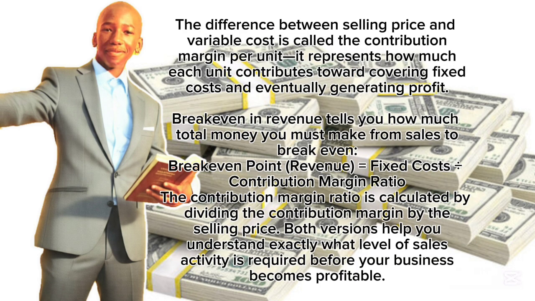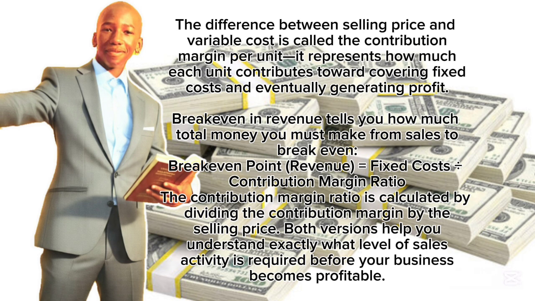The difference between selling price and variable cost is called the contribution margin per unit. It represents how much each unit contributes toward covering fixed cost and eventually generating profit.